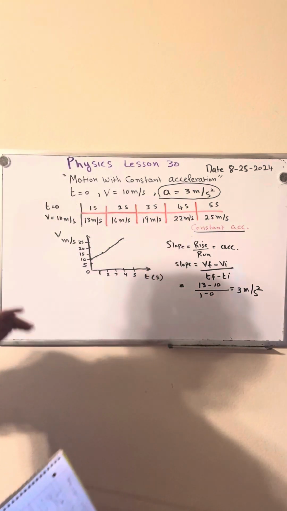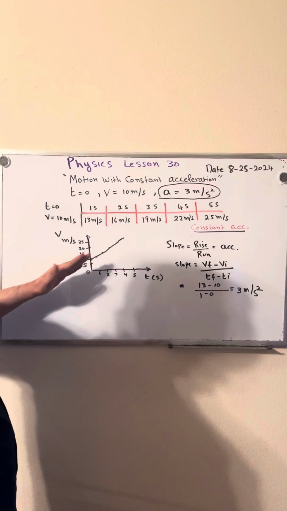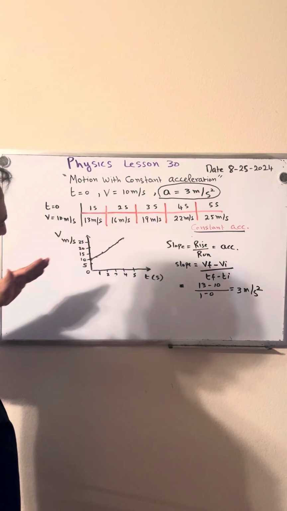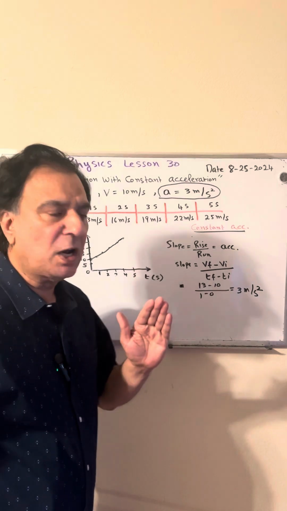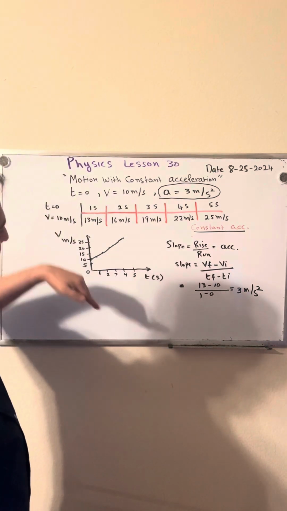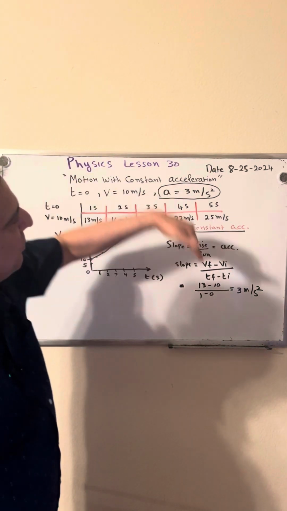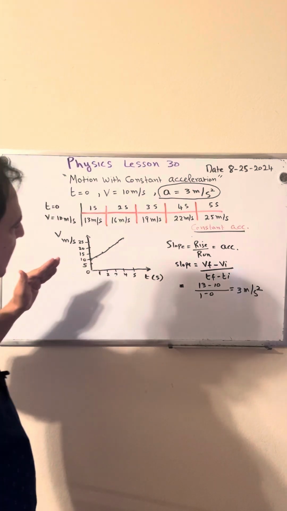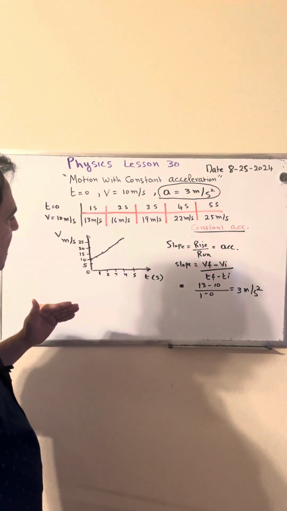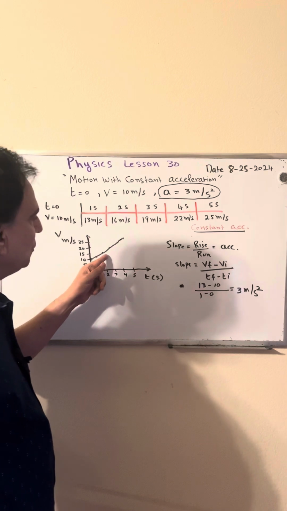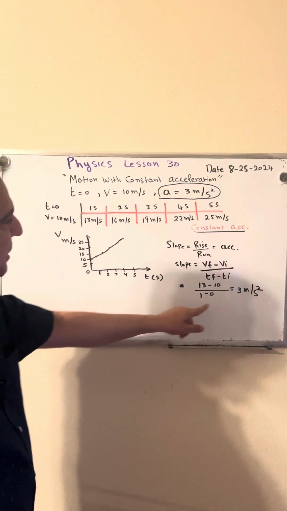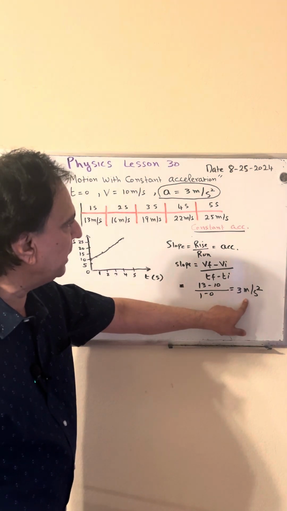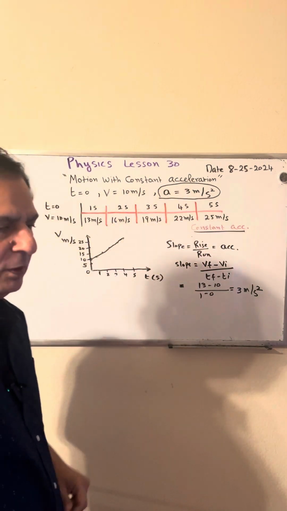So we have this velocity graph, which is a straight line because our acceleration is constant. If the acceleration was not constant, this graph could have been curvy, like a curve. However, in this case, we're discussing constant acceleration. So we take the derivative of velocity, we get acceleration, and we showed that we got 3 meters per second square, which was given in the problem.